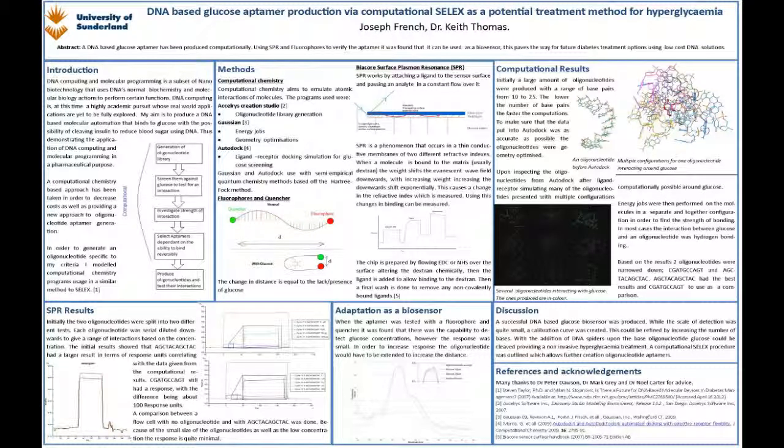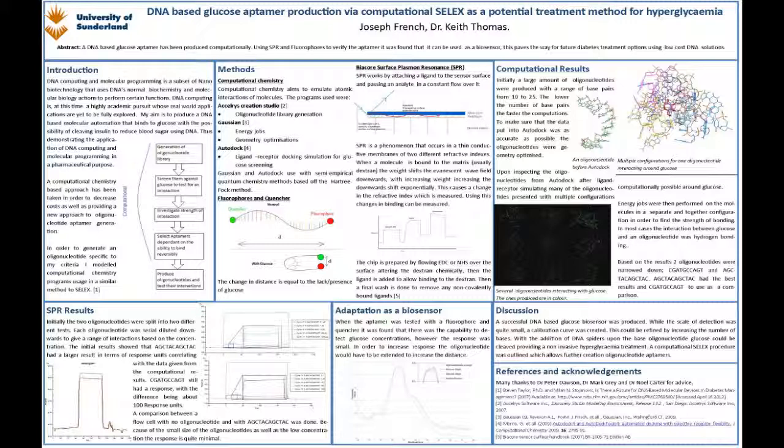DNA computing and molecular programming is a subset of nanobiotechnology that uses the biochemical properties of DNA to perform certain operations. DNA computing at this time is a highly academic pursuit whose real-world applications have yet to be fully exploited. The aim of this project was the production of a DNA-based molecular automaton which binds to glucose with the possibility of cleaving insulin to reduce blood sugar using DNA.